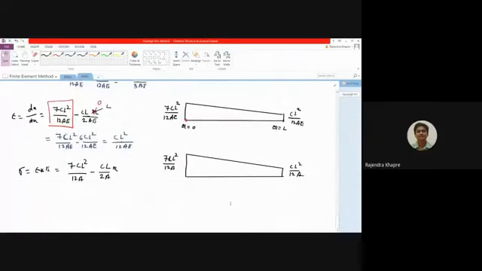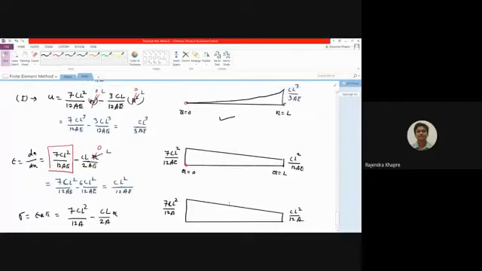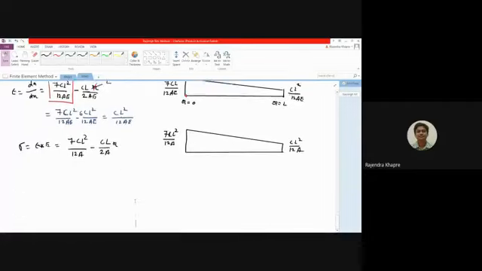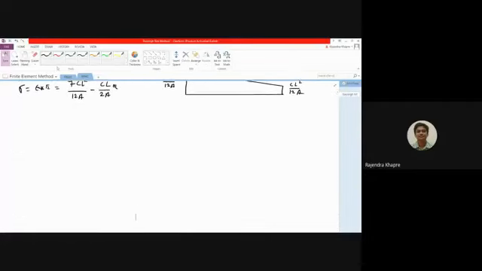Now you can even solve this problem using an even higher order polynomial. Here I'll be a little bit quick. So I can have case 3 also. In case 3, what I can do is go for an even higher order polynomial.